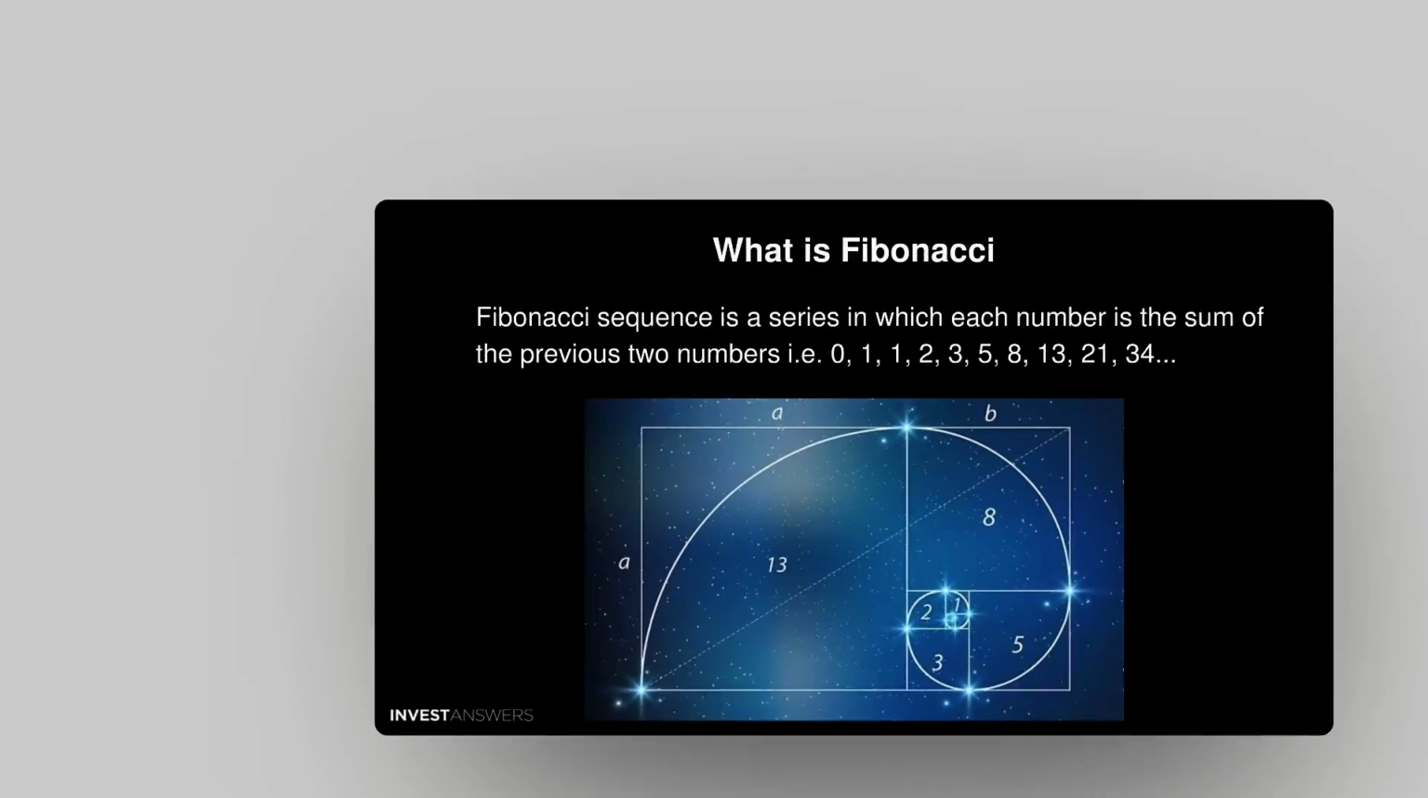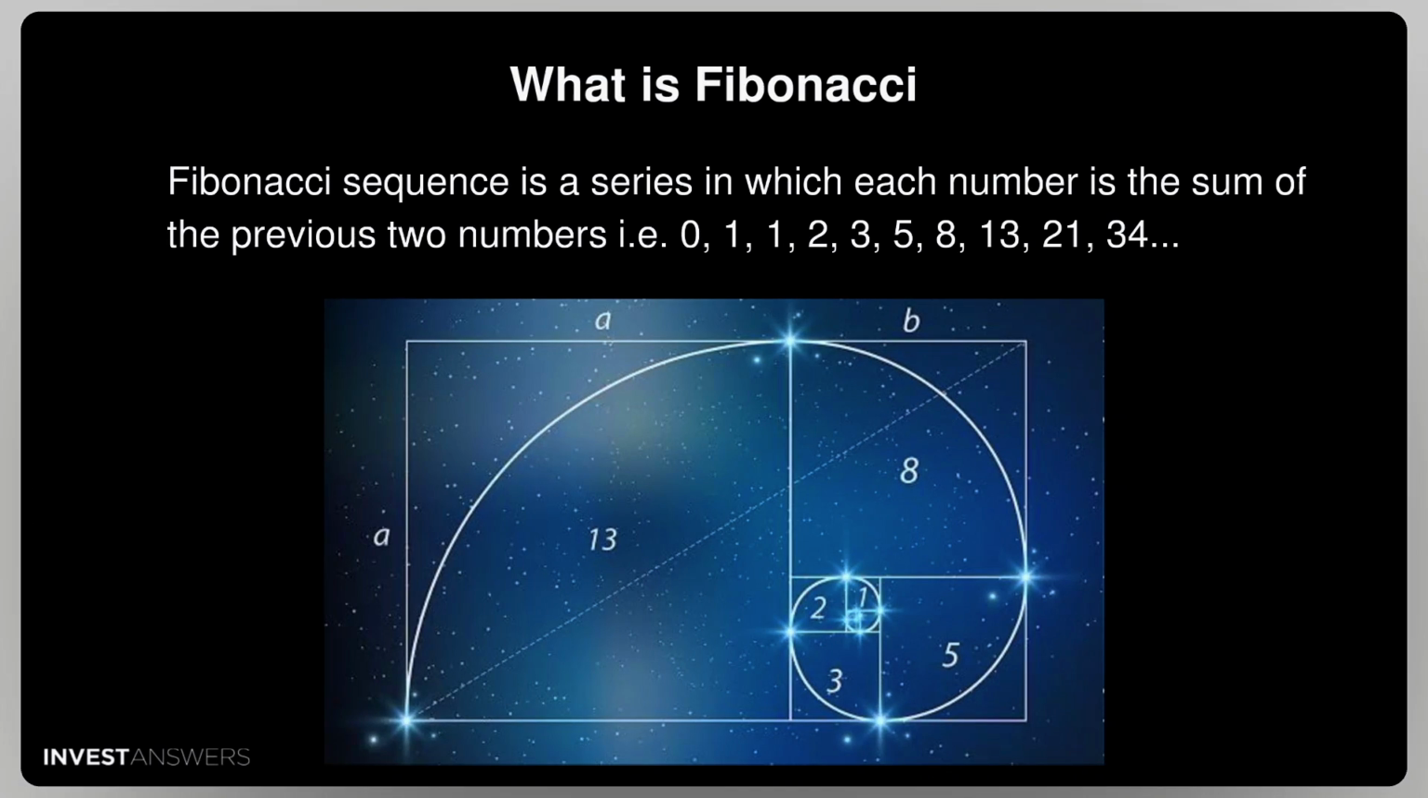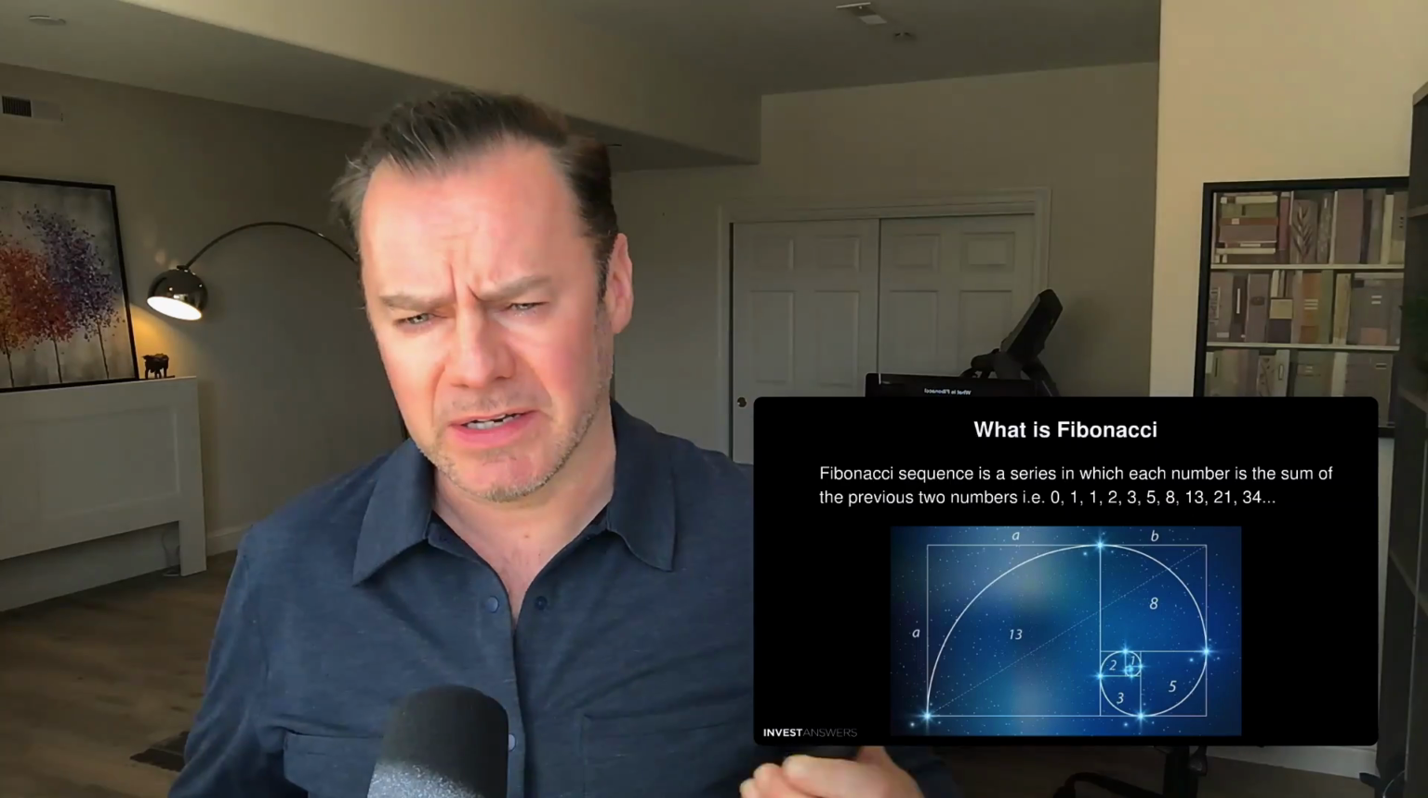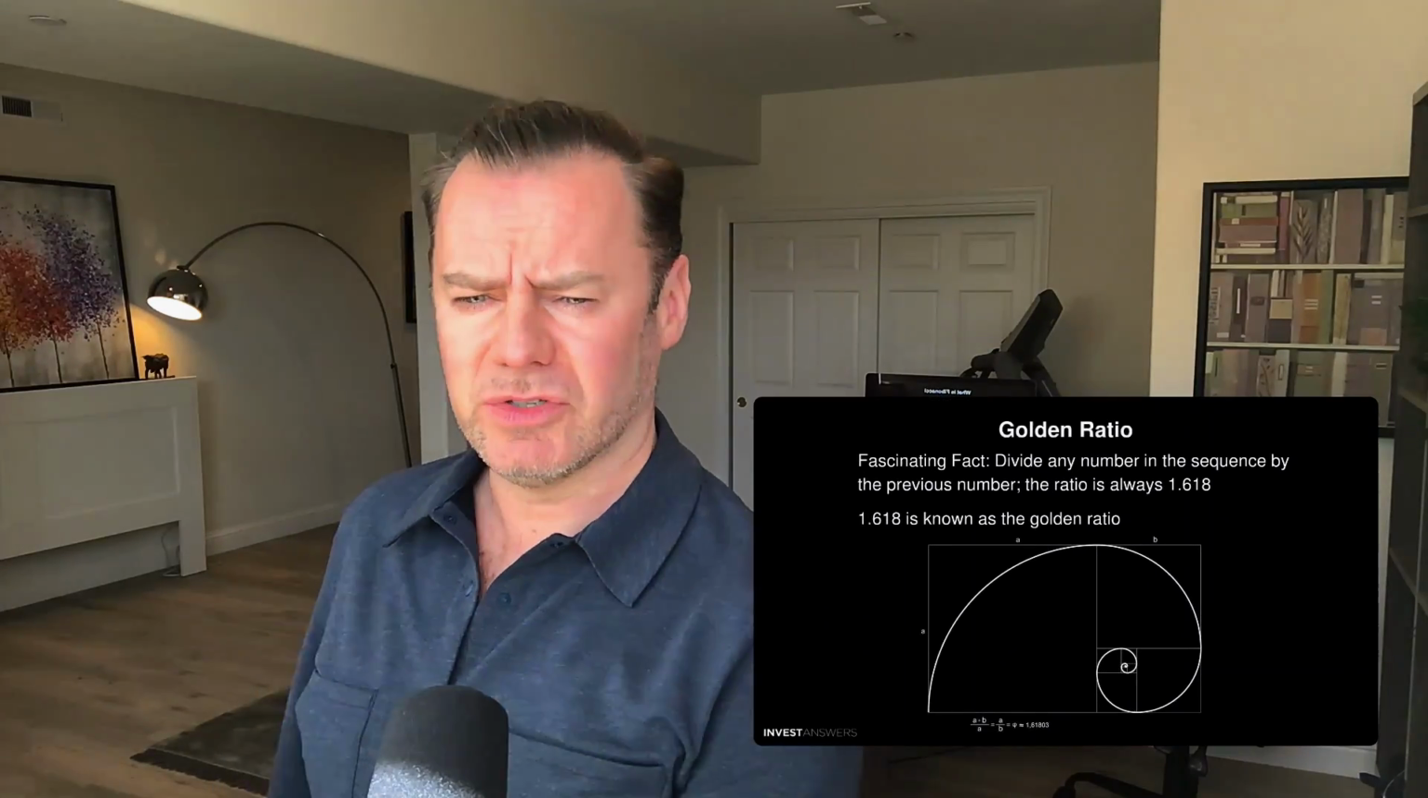So what is Fibonacci? The Fibonacci sequence is a series in which each number is the sum of the previous two numbers, like 0 plus 1 equals 1, 1 plus 1 equals 2, 1 plus 2 equals 3, and so on. It goes on forever. But that's seen everywhere in nature, everywhere in art, even in the human face, and you name it. The question is, how does it work for charts?